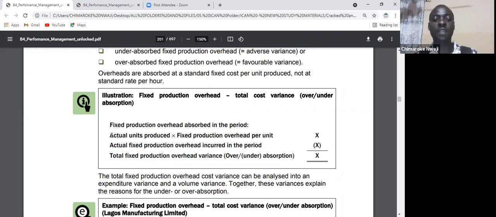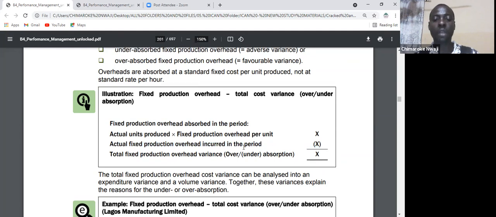So it means that if the quantity you planned is higher than what you actually spent, you have over-absorbed. This is the standard that you have decided to record in your books. But if you now spend something lower than what you planned, you have over-absorbed, and that is favorable, because you spent less than what you planned in your production. Okay, let's look at it now in the question.